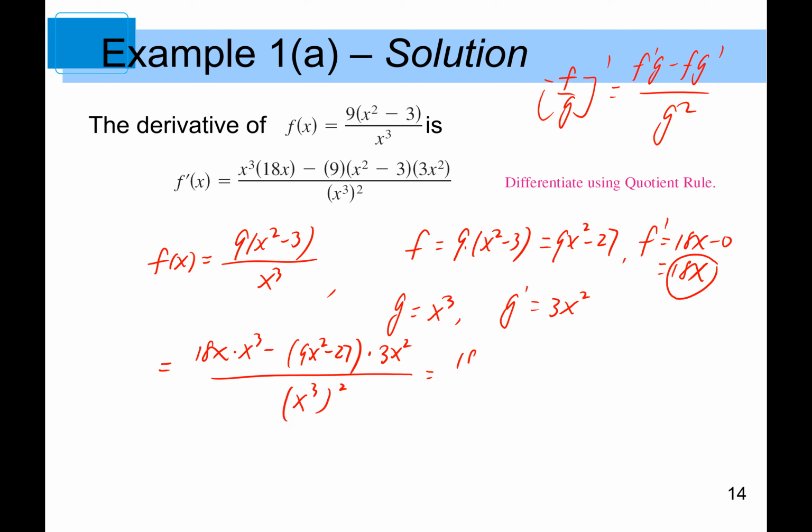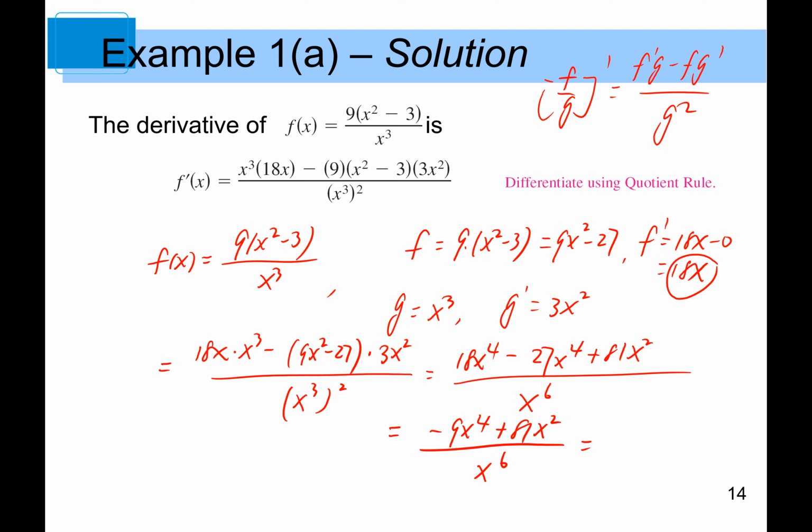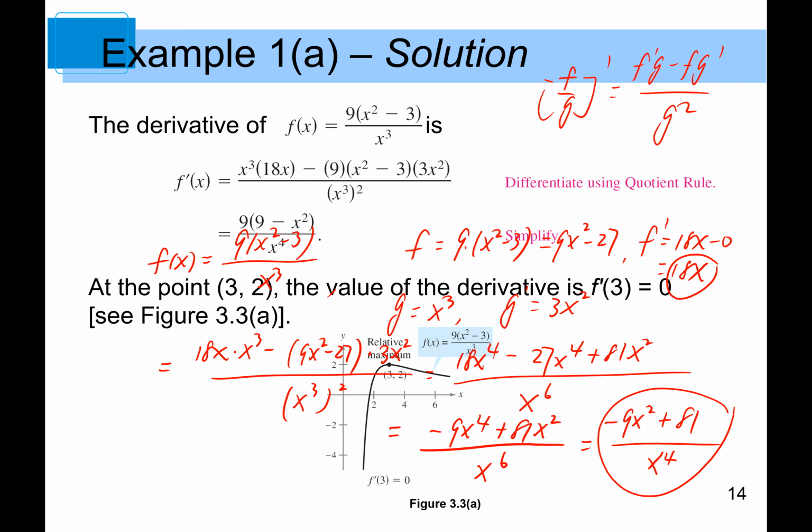Then we just have to simplify this. We have 18x to the fourth minus 27x to the fourth plus 81x squared over x to the sixth. So now we have negative 9x to the fourth plus 81x squared over x to the sixth. You can reduce every term by x squared, so we end up with (negative 9x squared plus 81) over x to the fourth. Then you set this equal to 0 and solve for x. In this case, we have negative 9x squared plus 81 equals 0. Simplify that: x squared minus 9 equals 0, so x equals plus or minus 3.